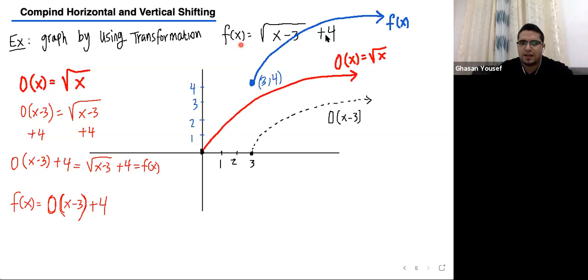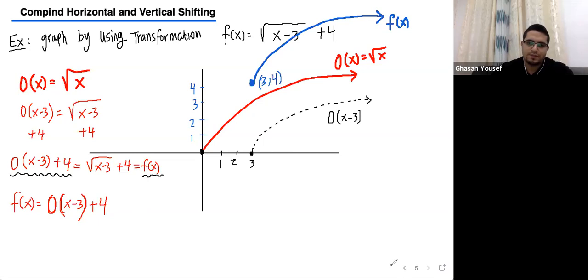Now, to make it similar to this function, I add 4 to both sides. I add 4 here, and I add 4 here. Now I get the square root of x minus 3 plus 4 equals this thing plus 4. And the square root of x minus 3 plus 4 is the same as f of x. Look, square root of x minus 3 plus 4 is the same as f of x. So all this is the same as f of x. So f of x is the square root of x minus 3 plus 4.